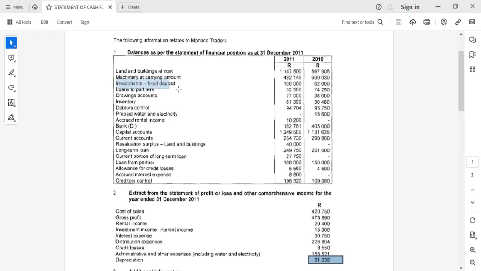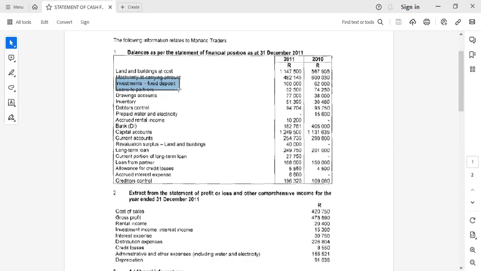Right, unless told otherwise, we always assume that a fixed deposit is long term, but they can tell you in another assessment that maybe the fixed deposit is a short-term investment. What we should know is that if it's a short-term investment, it will go under operating activities. But the fact that we are not told, normally our fixed deposit, we should assume that it's a long-term deposit which falls under financing activities.